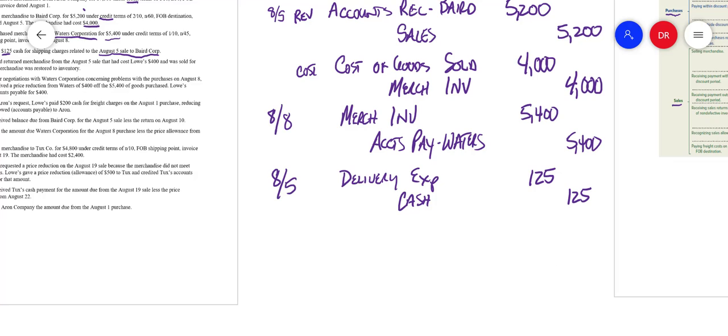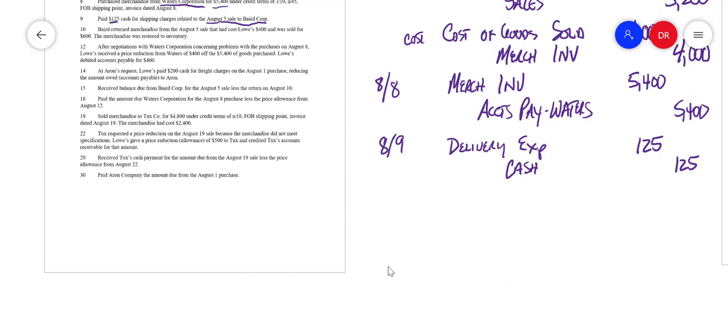All right. Oh, by the way, this is not August the 5th. It's August the 9th. Yikes. August 9th. Okay, then we go down to August the 10th, where we have Baird returning merchandise from the August 5th sale that cost us $400 and was sold for $600. So this was related to the sale, and we're still doing perpetual inventory.